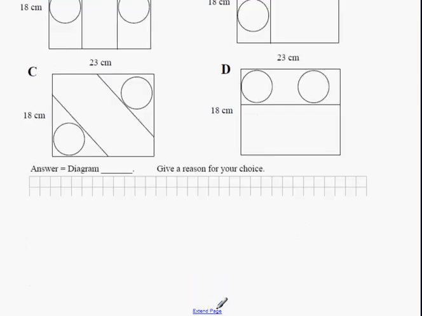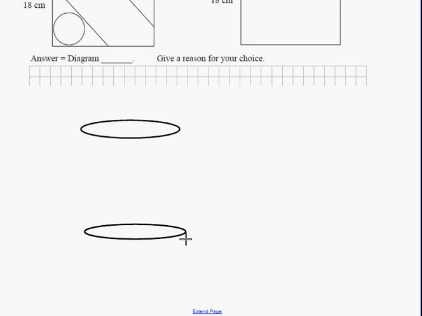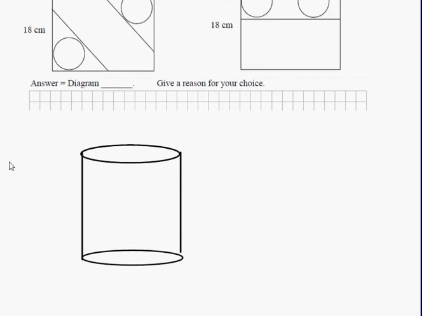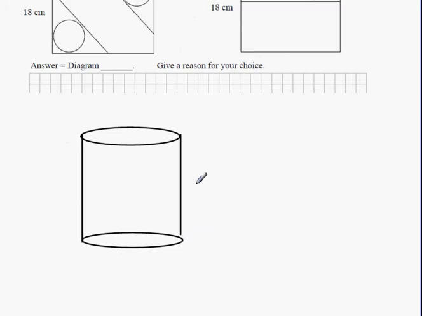Okay, so you have a cylinder. There's a circle on the top, a circle on the bottom, and it is basically a standard cylinder, right? Now, it says a diameter of 7, what does that make the radius? 3.5. Okay, and a height of 10.